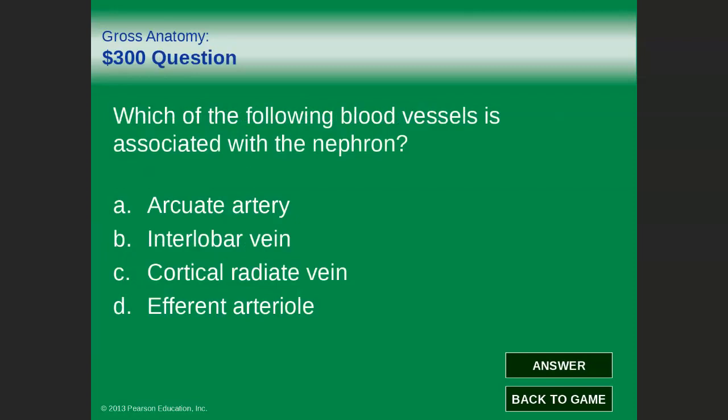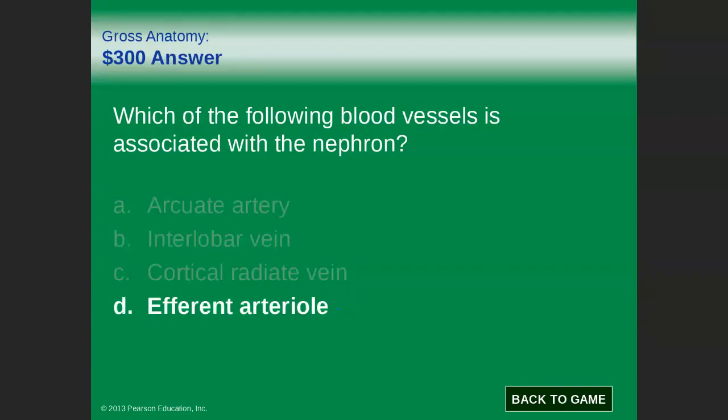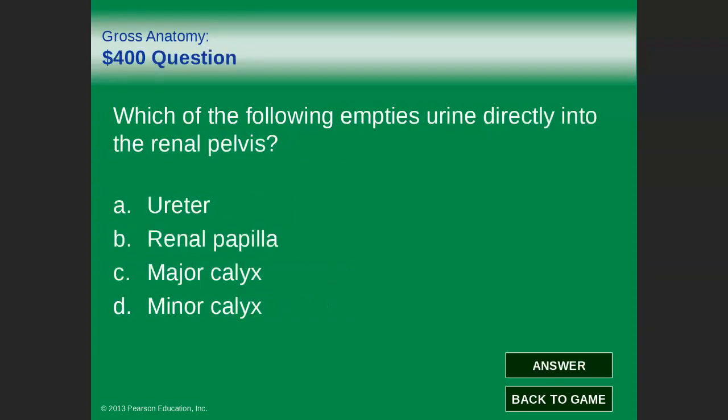Which of the following blood vessels are associated with the nephron? We're talking about within the nephron. Well, of all of these, arcuate, interlobar, cortical, remember, these are not associated with the nephron. They go up to the nephron. The efferent arteriole is the only one that's really associated with it. Which of the following empties urine directly into the renal pelvis?